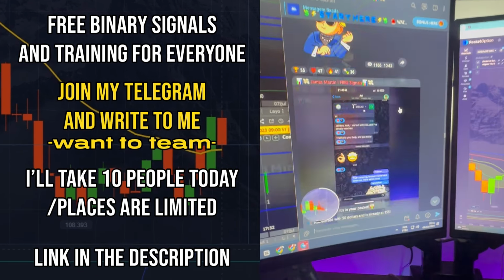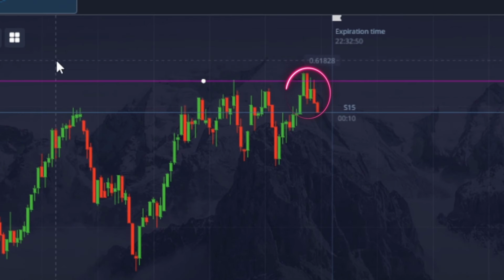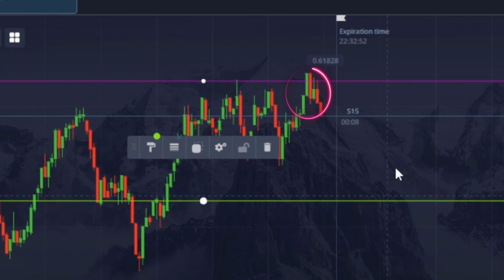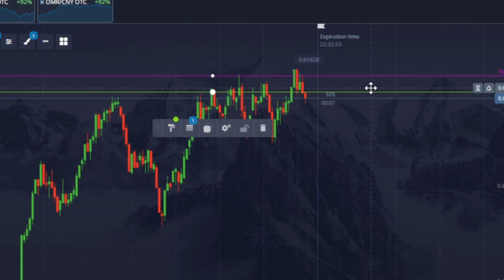Well, I have the first entry. I'm going to look for the second one. And when I get it, I will take it and explain it for you. It looks like having another entry here. The trend is upward, but look at the break, guys. That's just the highest point and it tries to go down.